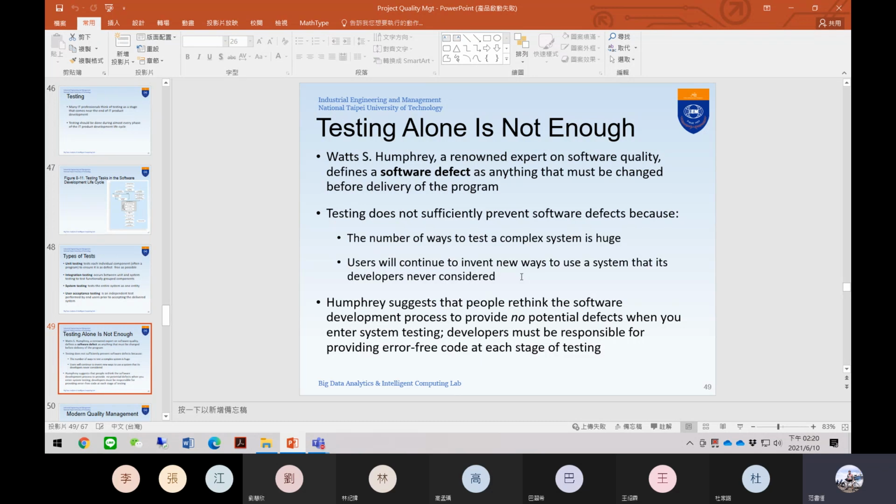Especially software like Microsoft's, when you launch a new product like a Windows system or the Office system, there are so many possible opportunities for a fault or mistake to happen. That's why software quality is one of the most complex situations in the world.